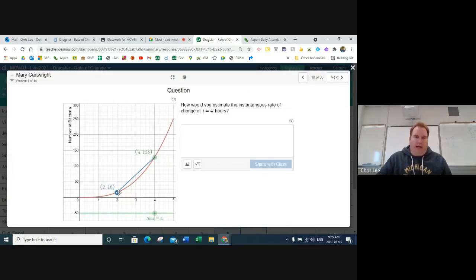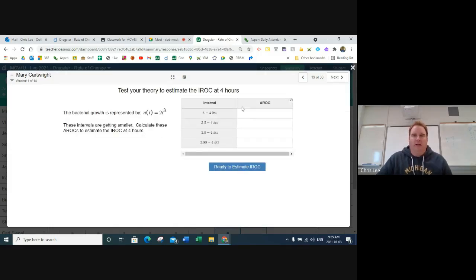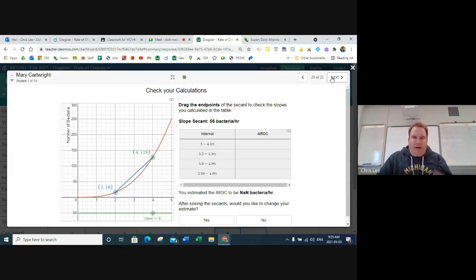You'll go off and try this. Now we're going to estimate at 4 hours. So I want you to imagine what you're going to do at 4 hours. Do the calculations for all of this. And then you're going to estimate what you think the rate of change is at exactly 4 hours. And you see these intervals are before 4 hours. The other ones we were doing after. That's okay. And then you'll check your answers and see how good a guess you had in your work.